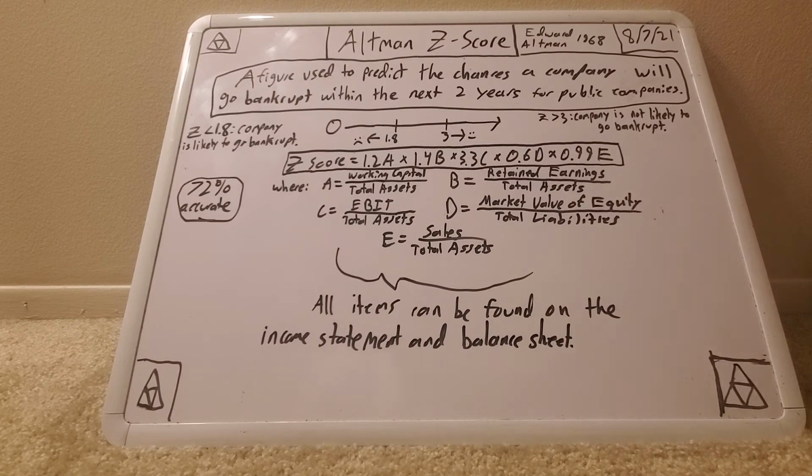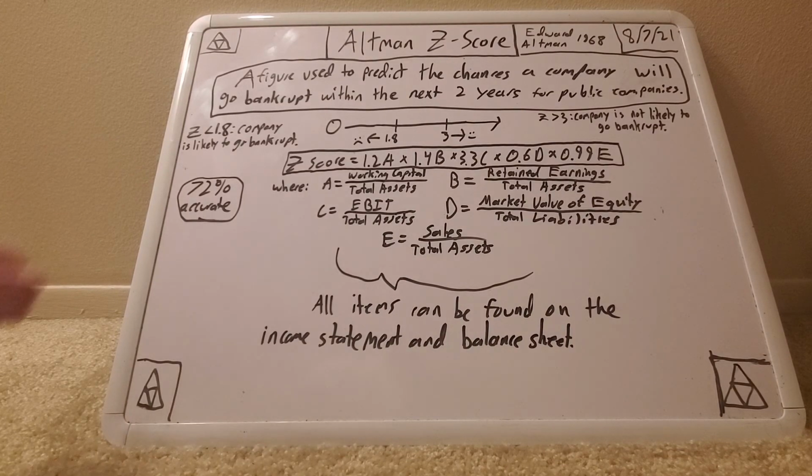And it was invented by a man named Edward Altman in 1968. He was a professor at New York University Stern School of Business, and he did create this z-score back in, obviously, 68, so that was some time ago. But yeah, it's still used.